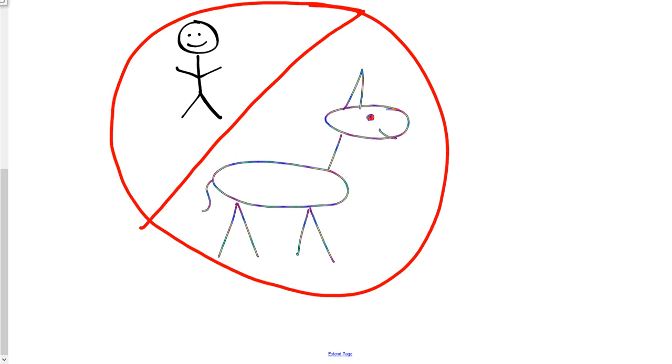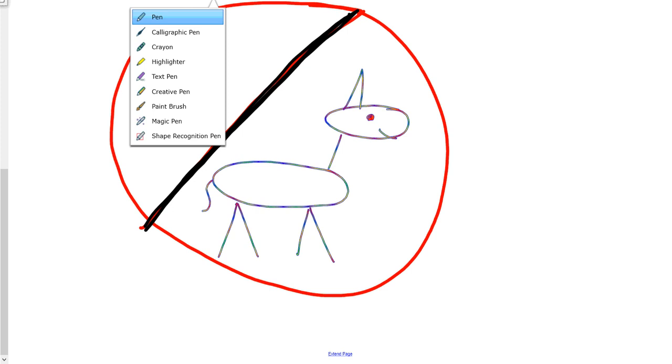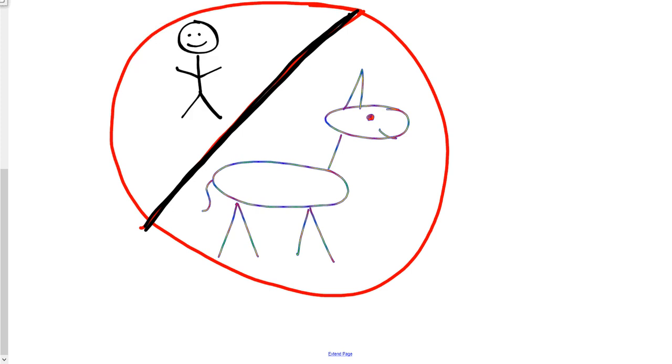Okay, so how does this relate to complex numbers and complex conjugates and dividing? Well, very simply, a unicorn is imaginary. And this line isn't really a line, it's a fraction bar. So you can't have an imaginary number in the denominator.